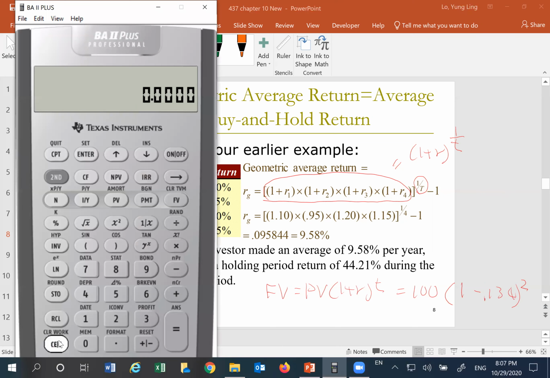So if I invest $100 at time 0 as my present value, investments are cash outflows, and I do not add any more money, so 0 payment or annuity. Right, my return is negative 13.4%, so negative 13.4 is my I/Y. I invest for 2 years, 2 N, compute for future value. Okay, you'll get the same $75 if I round the number off to the nearest cent.